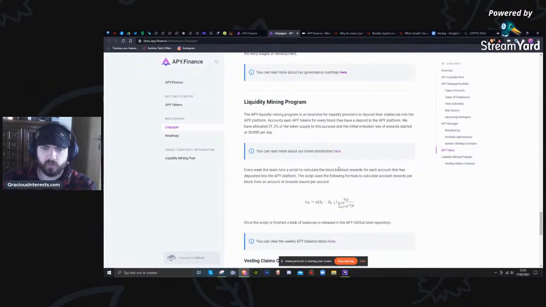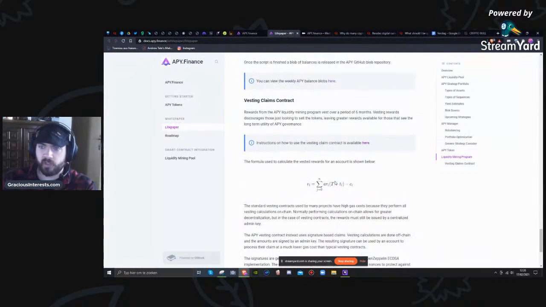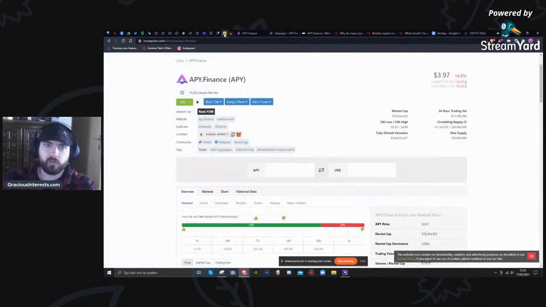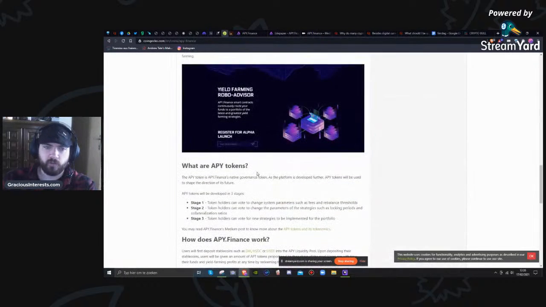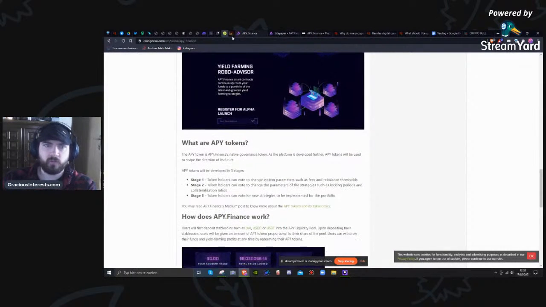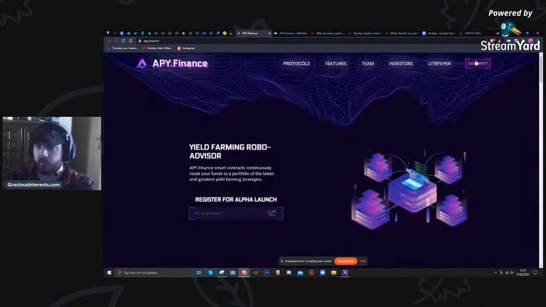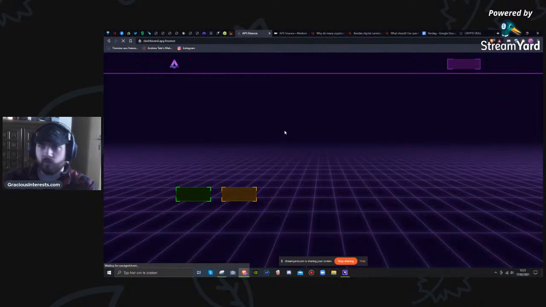Liquidity mining program. That's where it concerns mining. Can be very interesting for those who want to mine, but it mentions the Ethereum blockchain token, so ERC20 governance token, system-wide parameters. So yeah, everything that we know was already mentioned here on the CoinGecko page. What are AP tokens? There the explanation was nicely done. Can connect. I'm going to click on it.